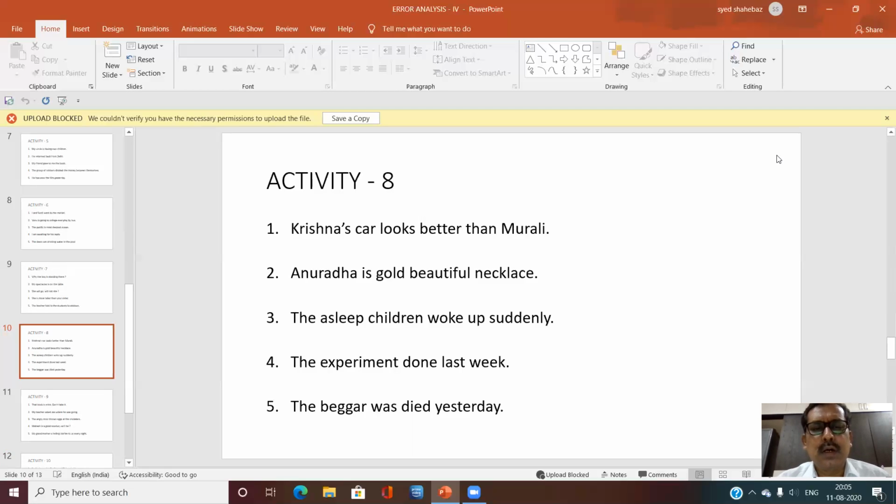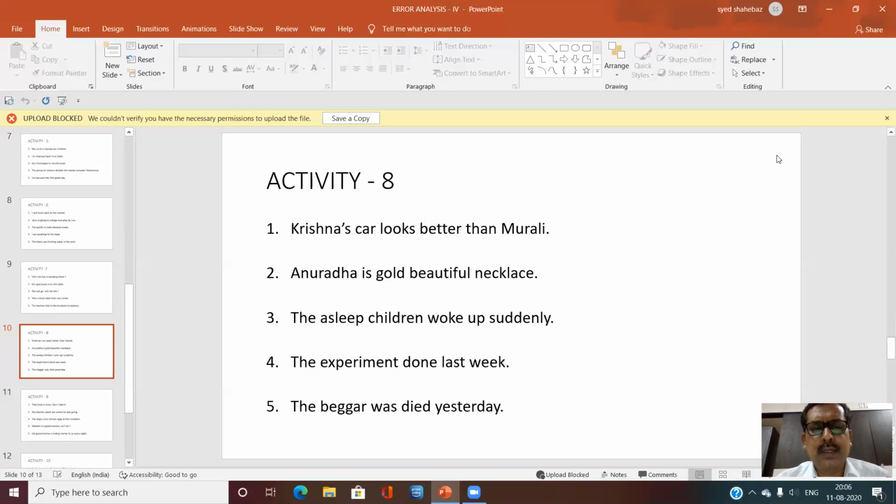Next, Anuradha is gold beautiful necklace. So here the sentence is incomplete. Anuradha is not gold. Anuradha is wearing beautiful gold necklace. That is the correct word order in the sentence.